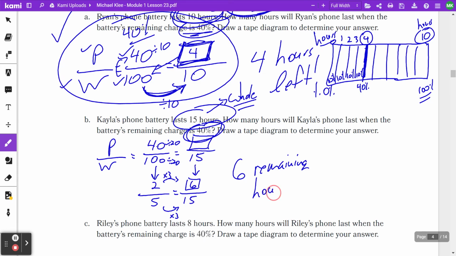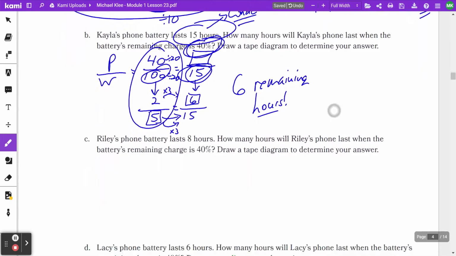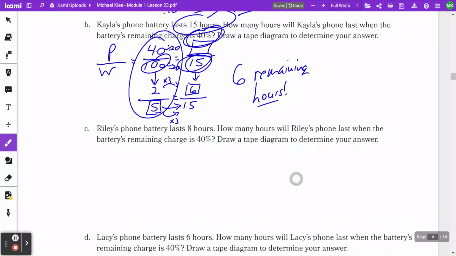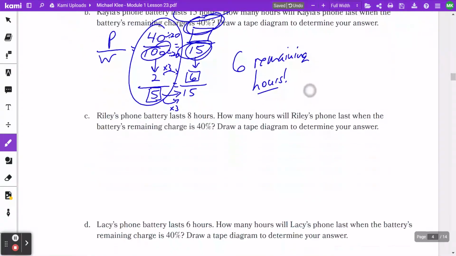hours. Pretty cool, right? The trick of that was, I have 40 over 100, so you might as well mess around with that fraction and come up with some equivalent fractions to find one that works with that 15 right there. Because I can't go from that 100 to the 15. But if I simplify and get a denominator of 5, now that works. And once you get that, you're in business. So that takes care of that one.